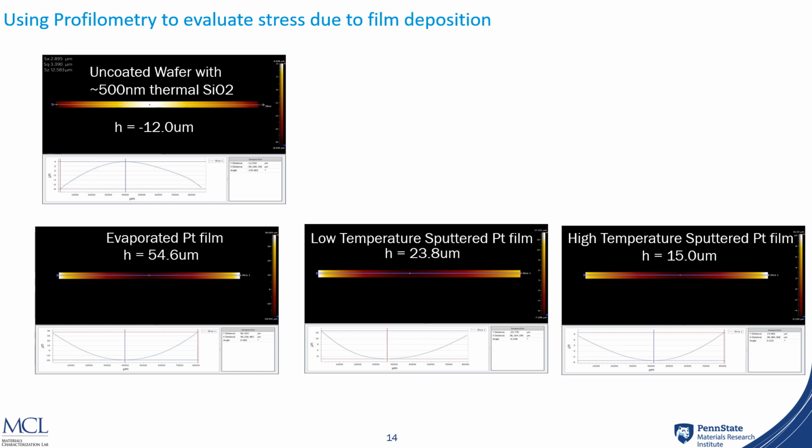But after putting down the 500 nanometers, we actually left the sample under stress, which gave a minus 12 microns of deflection at the height. But after we put those films down, as you can see, the wafer's completely deflected in the opposite direction. And so there's 55 microns on the evaporated, roughly 25 on the low temperature sputtered, and about 15 on the high temperature. And so you can kind of imagine part of what we're seeing is response to temperature, and another part of the response is just how the material is going down.